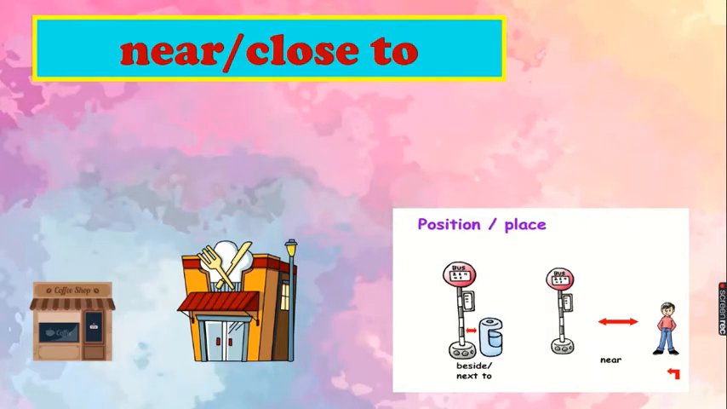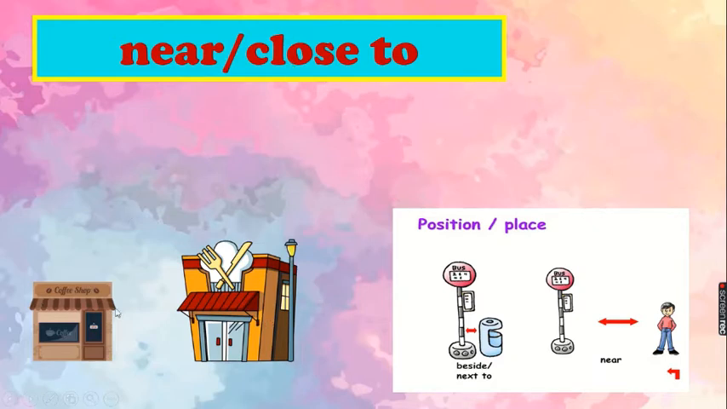So here, I also added another preposition because they mean the same thing. We can say near. We can also say close to. Can we say that again? Near. Close to. Close to means it's not far. It's not beside or next to, but it's near.